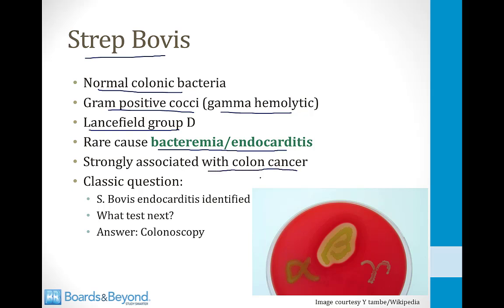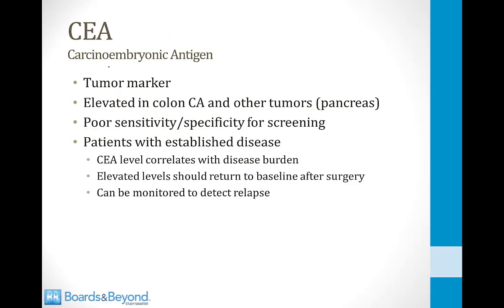So the classic board question is a patient who has a strep bovis endocarditis identified, and the question asks what test to do next, and the answer is colonoscopy because patients who have strep bovis endocarditis often have a colon cancer. The last topic I'll mention is the tumor marker CEA.